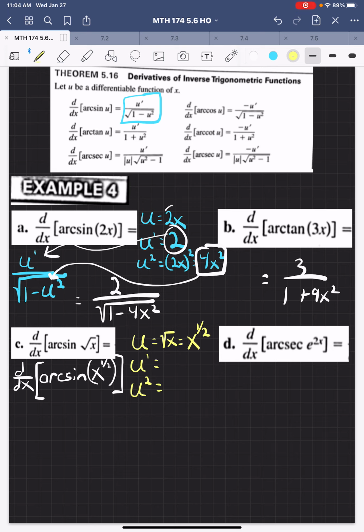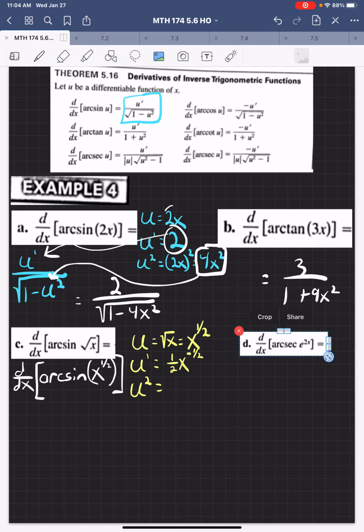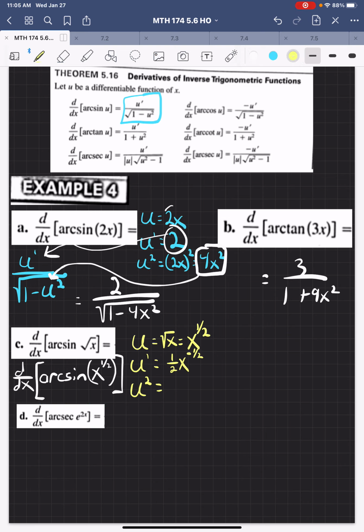All right, well, let's start with u prime. U prime is just 1/2 x now to the power of negative 1/2. Let's see if I can write that better. Okay, and then we'll go ahead and do u squared in just a second. I'm kind of running out of room, so let me see if I can save myself a little bit of space like this. All right, so u prime is 1/2 x to the power of negative 1/2.